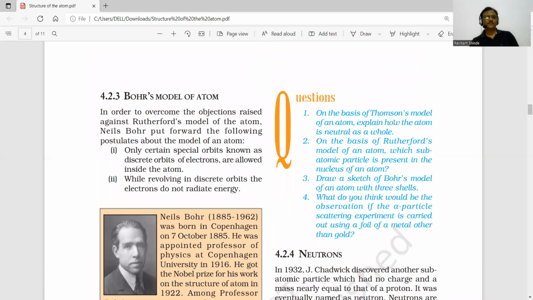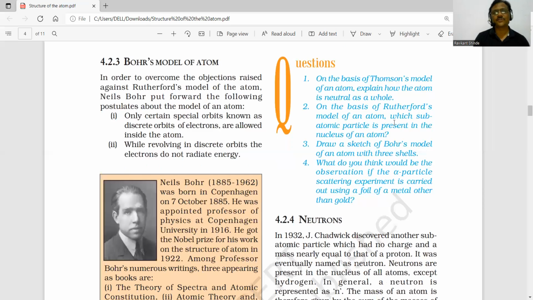Bohr atomic model. Another scientist introduced it, and he gave the postulates of the Bohr atomic model. He said that only certain special orbits, called discrete orbits, that means having fixed energy, are present around the nucleus inside the atom. Discrete orbits mean having packets of energy around the nucleus.